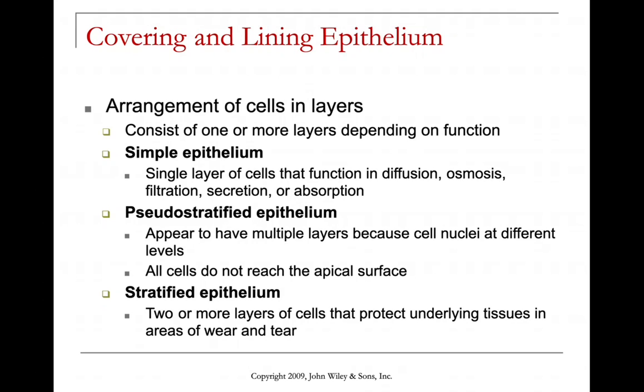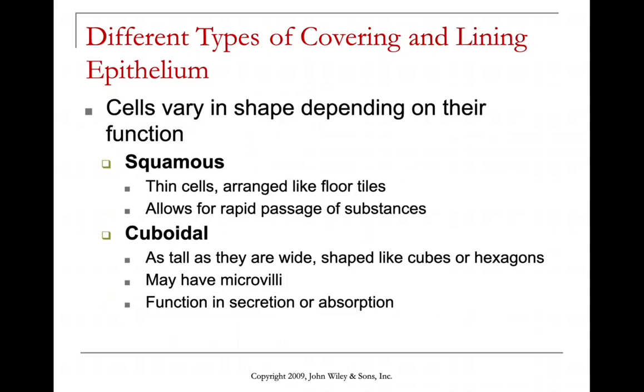So when we look at the arrangement in layers, whether there's one or more layers will depend on the function. Simple epithelium is a single layer of cells. It's good for diffusion, osmosis, filtration, secretion, and absorption. Pseudostratified epithelium looks like multiple layers because of the nuclei being at different levels. All of the cells do not reach the apical surface. And with stratified epithelium, you've got two or more layers of cells. This is going to provide more protection to the underlying tissues in places where you've got more wear and tear.